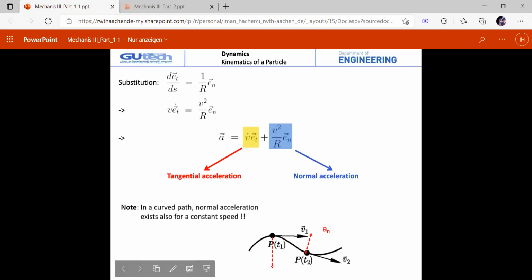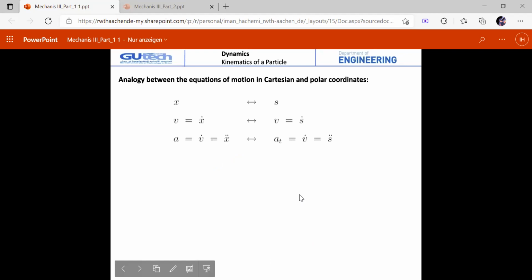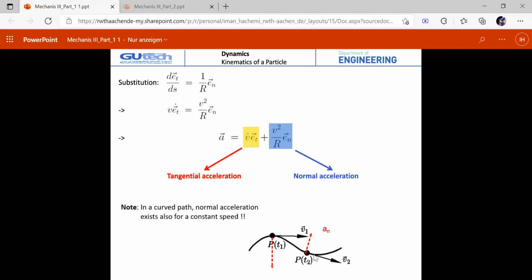Then, as we said, we have En, which is normal to Et here in the direction of V2, and here we have En, which is normal to the direction of V1, as it is tangent to the path.